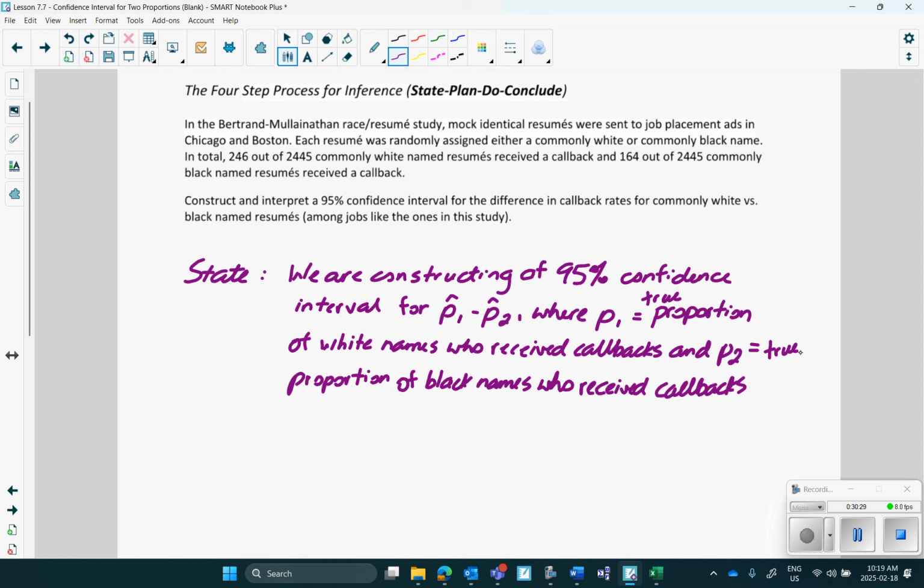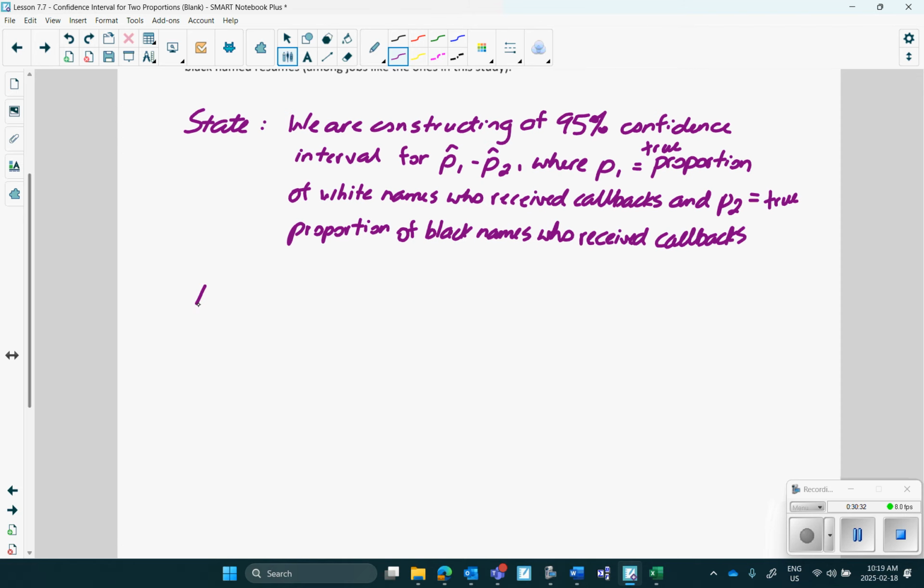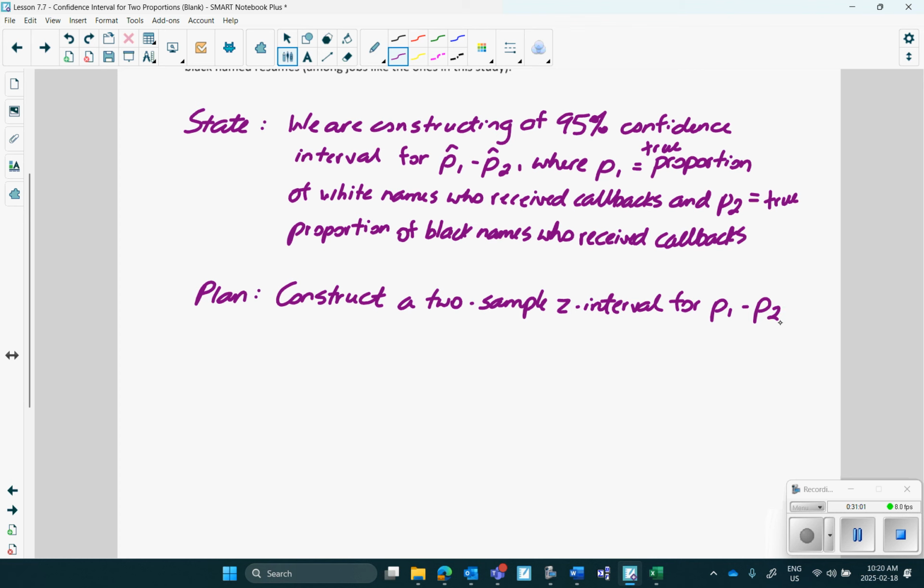That's the plan. The plan is to construct, calculate a two-sample interval for the true proportion of commonly white names minus the true proportion of commonly black names.